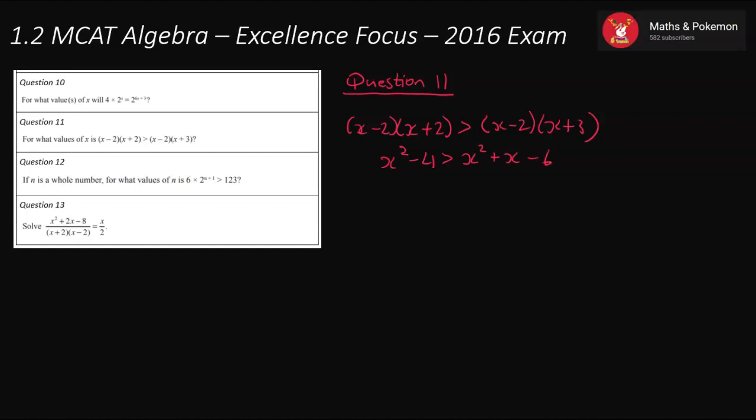At this stage here, the x squareds are on both sides, so they actually cancel each other out. So we're going to have negative 4. When is that greater than x minus 6? And at this step here, I'm going to go plus 6: negative 4 plus 6, so 2, greater than x. Or you can flip that around the other way around.